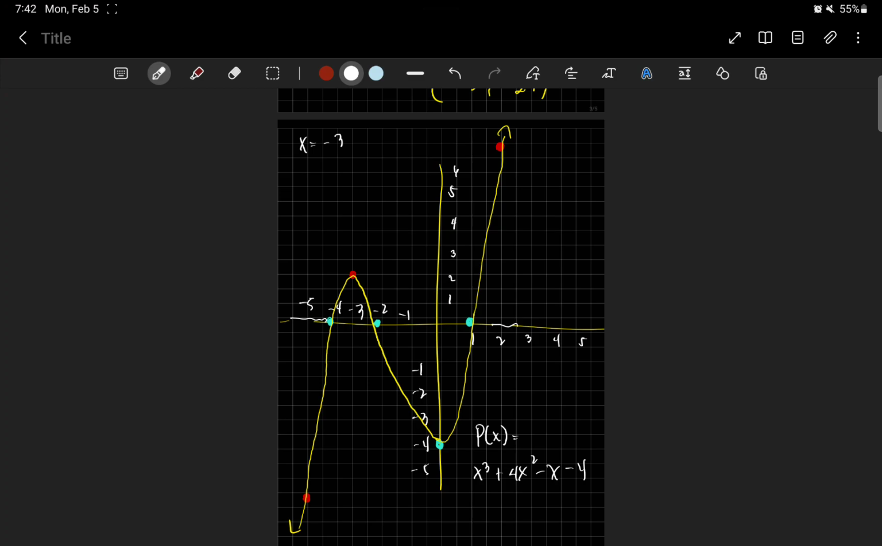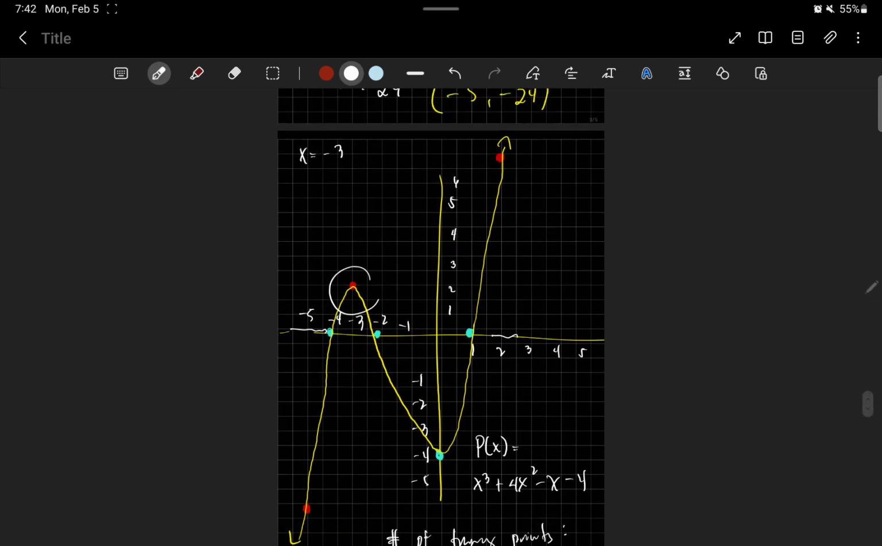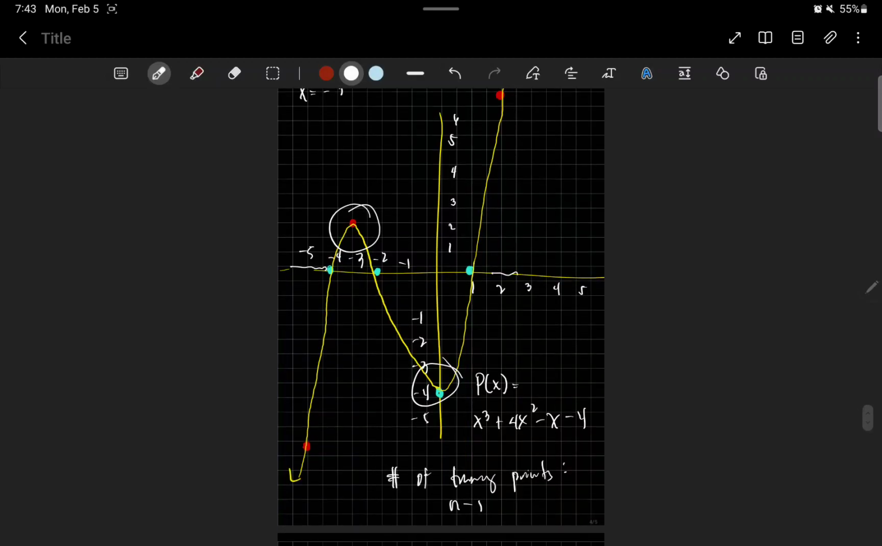So that is how we graph a polynomial function. To understand it better, just repeat the video and come back to it. Then, observing this one, since the degree of this polynomial is 3, the number of turning points is equal to n minus 1. Whatever your degree is, just subtract 1, and that is the number of times it will turn. 3 minus 1 is 2. How many times did we turn in our graph? We have 1 and 2. Those are our turning points. We have 2.